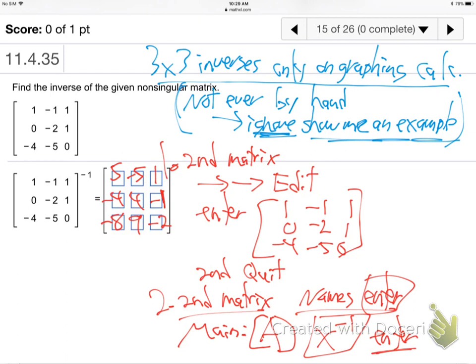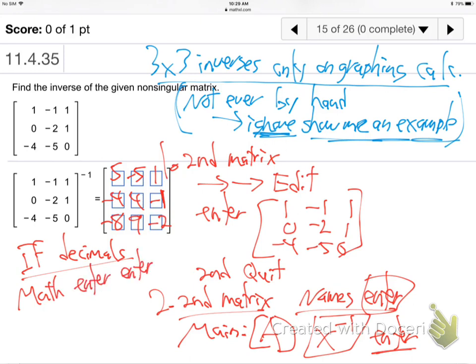Sometimes, by the way, if it comes out to be a bunch of decimals, let me mention this. Do you remember what you can do on the TI? You hit the math button, enter, enter. And that just changes the whole thing to fractions for you, which is how Math Excel wants it entered. So if it comes out decimals, just hit math, enter, enter. It'll make the whole thing into fractions for you.